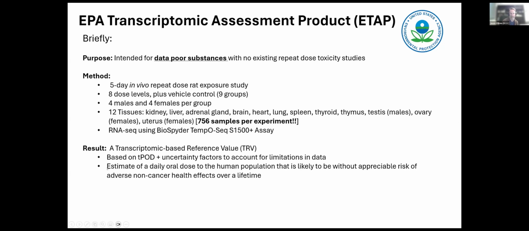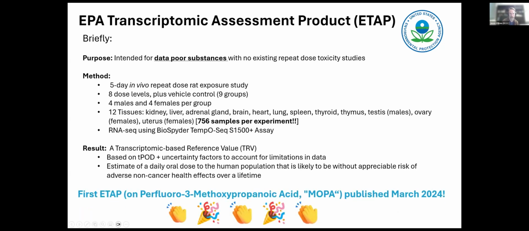And what it is, it's an estimate of the daily oral dose to the human population that is likely to be without appreciable risk. And the very first one of these used in an actual risk assessment was used for a PFAS compound called MOPA just last year. So this is a massive success in our field, and we were so happy when this was done.